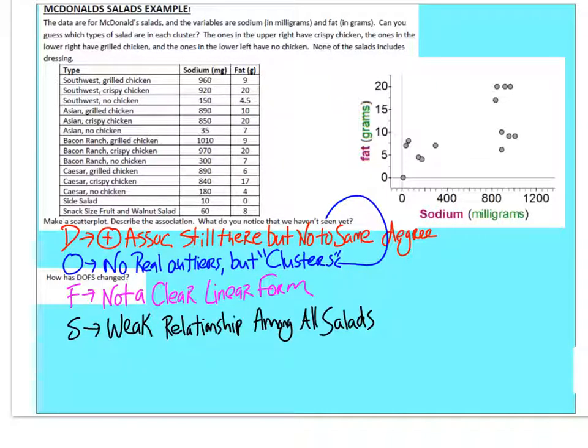So ultimately, our conclusion, I think we could say that there's really not a linear relationship of much sorts between the sodium and fat content in the McDonald's salads.